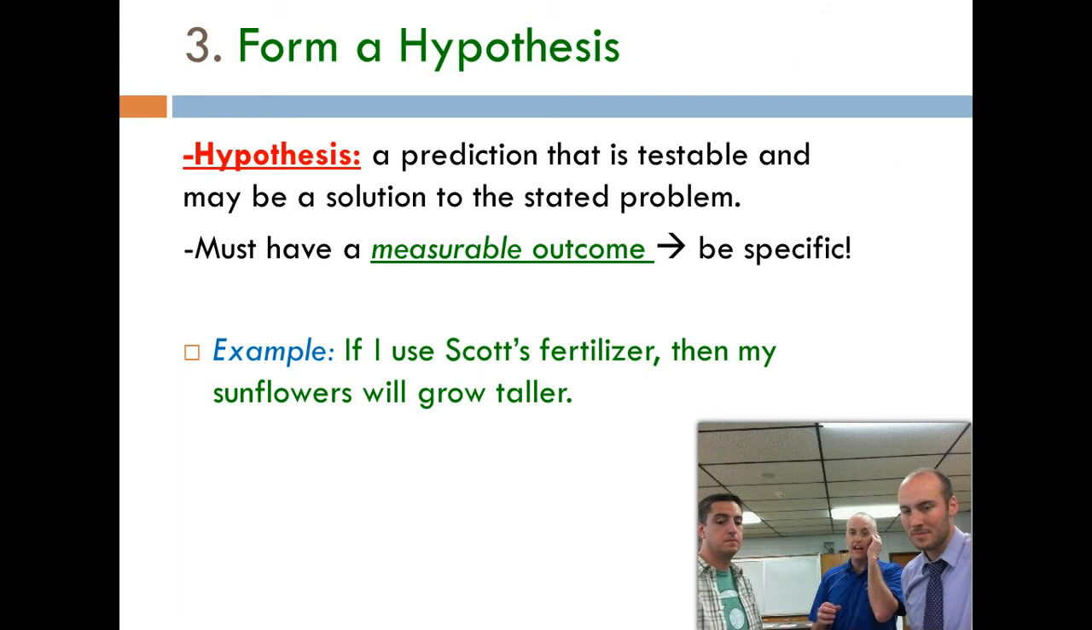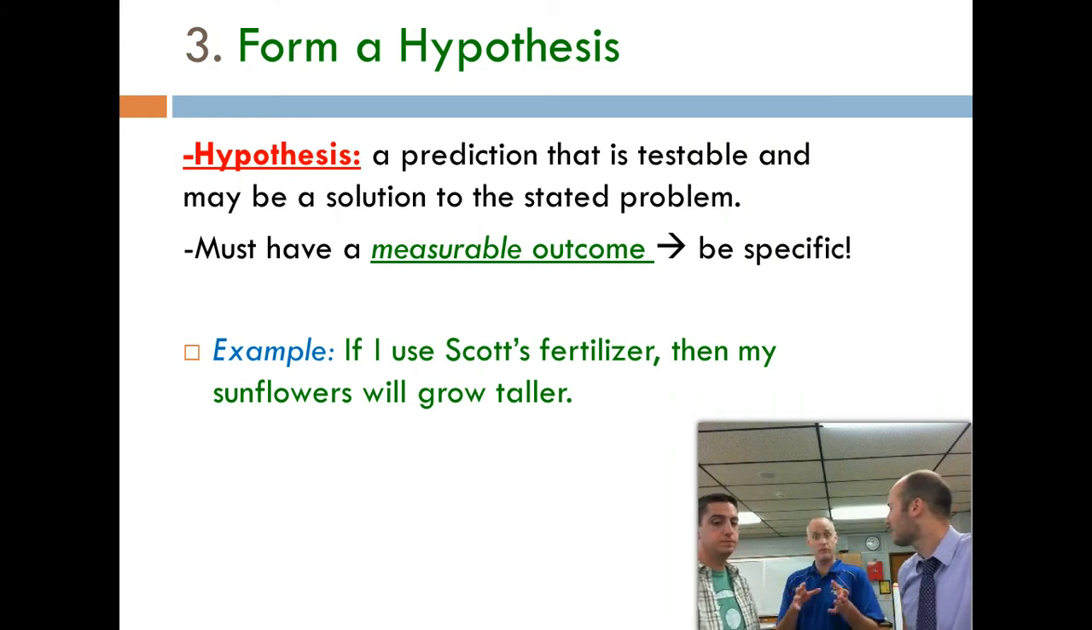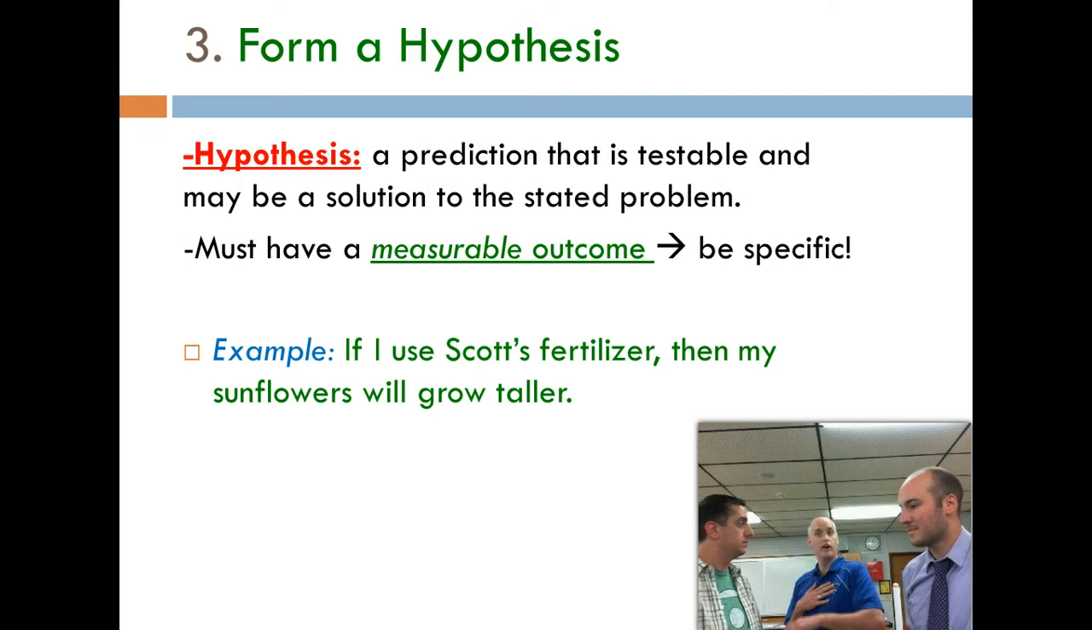Let's say that I use Scott's fertilizer. If I use Scott's fertilizer, my sunflowers are going to grow very tall. So that's my hypothesis. I'm going to try to grow some sunflowers using Scott's fertilizer, and I think that's going to be best. We'll walk through the next parts of the scientific method using this idea.